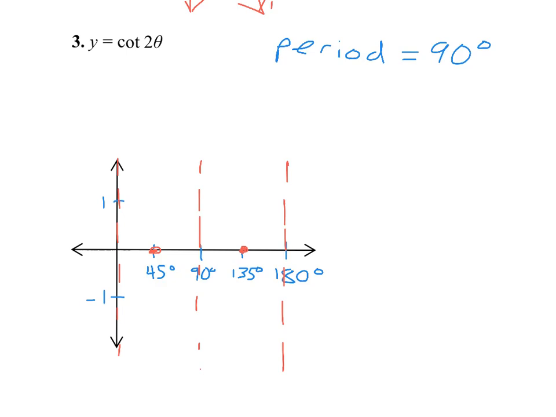So if you have 2 periods of tangent, cut it in 4. First and third will be asymptotes. 2 periods of cotangent, it's opposite. First and third will be zeros.